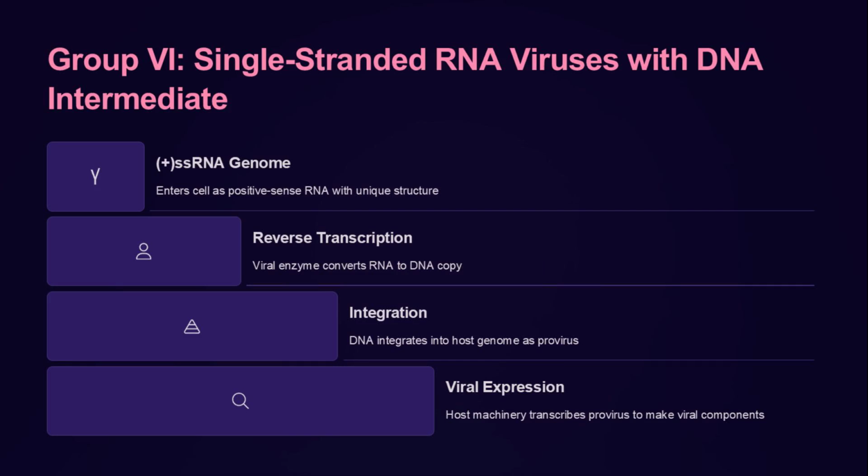The slide provides an overview of group 6 viruses, which have a positive sense single-stranded RNA genome and a DNA intermediate in their life cycle. These viruses enter the host cell with their RNA genome, which is then converted to DNA by a viral enzyme called reverse transcriptase. The DNA then integrates into the host cell's genome, becoming a provirus. The host cell's machinery then transcribes the provirus to produce new viral components, allowing the virus to replicate and spread. This unique life cycle involving both RNA and DNA is a key characteristic of this group of viruses.